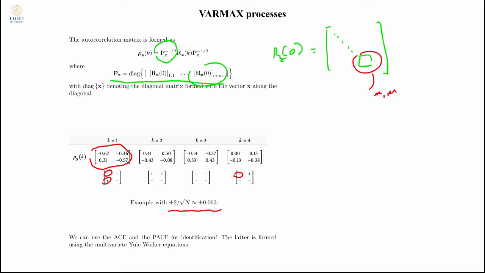You can compute the PACF by using the multivariate Yule-Walker equations. And then, of course, you can use the ACF and the PACF in a similar way as in the univariate model to identify whether an AR, an ARMA, or an MA structure is suitable to describe the data you have observed.